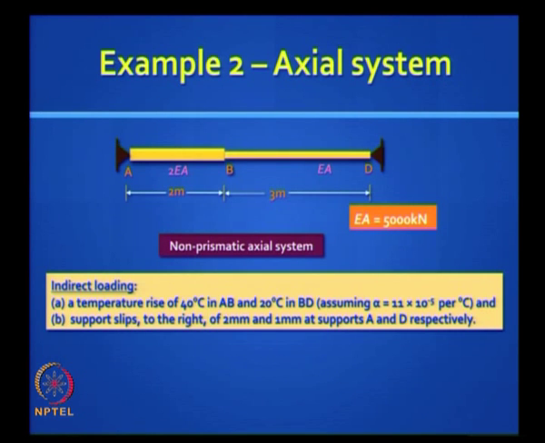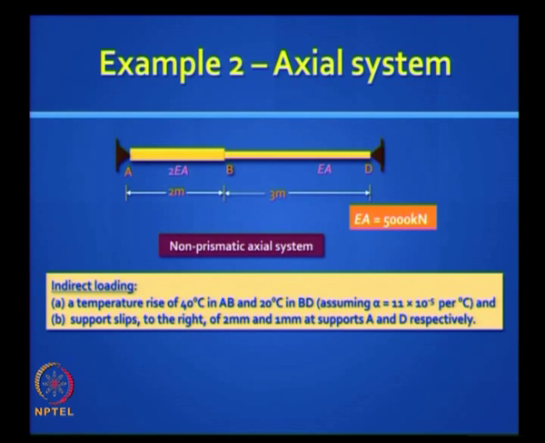Second problem, take the same structure, okay, now there is no direct loading, and let us put some indirect loading. Let us put 2 kinds of loading. One, let us say there is a temperature change. So you have a temperature rise of 40 degrees Celsius in element AB and 20 degrees Celsius in element BD.